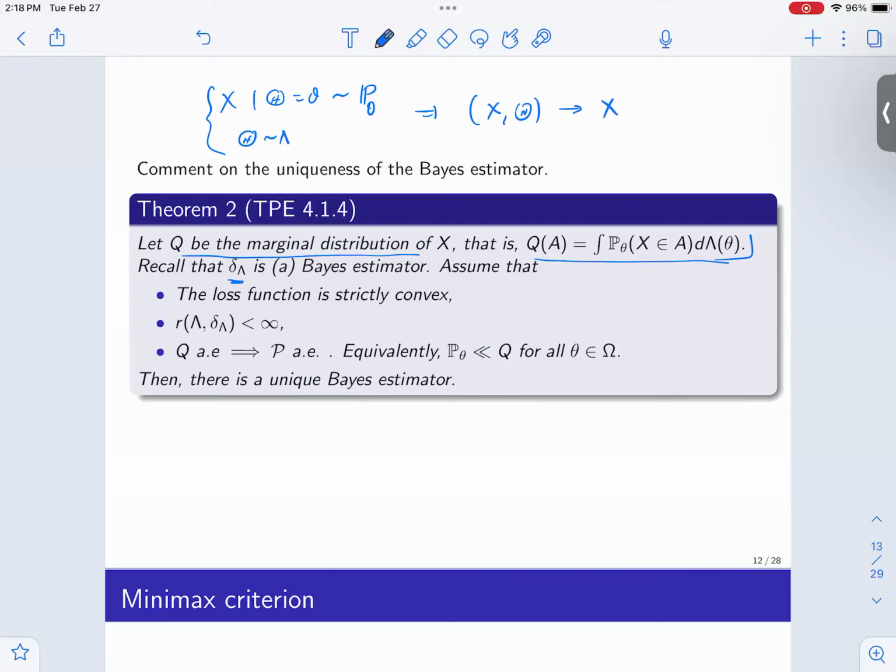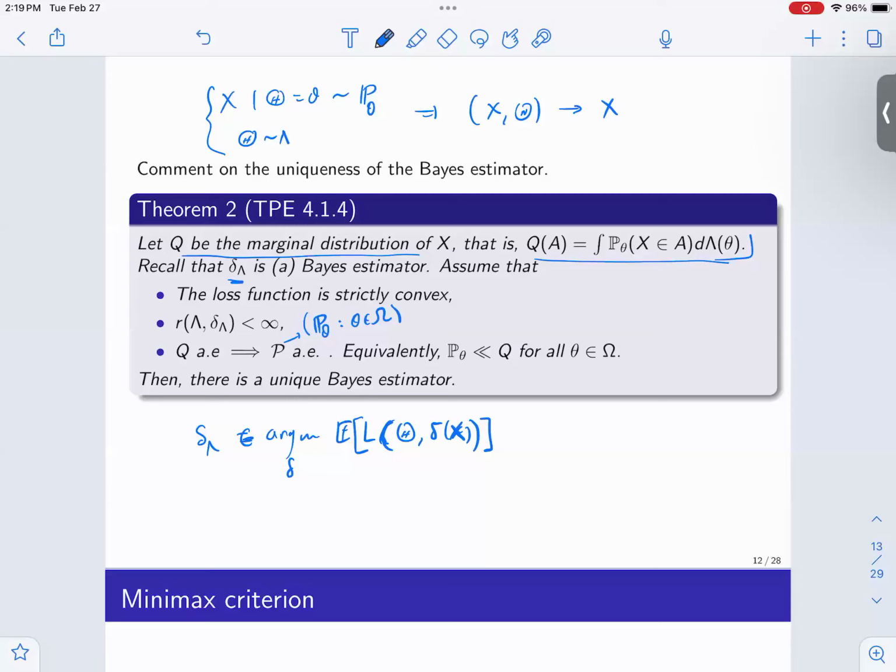So this delta lambda was the Bayes estimator. So delta lambda belongs to the argmin, so it minimizes the Bayes risk over all delta. So if the loss is strictly convex, for example, quadratic loss, and if the Bayes risk, which is the risk of the Bayes estimator, is finite, and if Q almost everywhere is fine, this is like a technical condition. For example, they all have the same support and there's some underlying measure. Another way of saying it is that P theta is absolutely continuous with respect to Q for all theta, then there's a unique Bayes estimator.